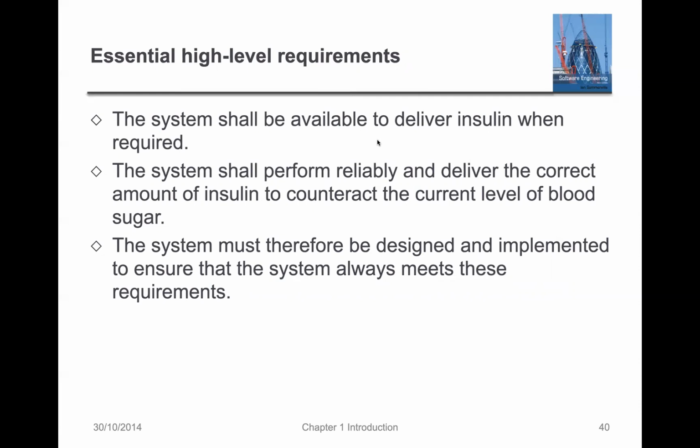It must be available. The system shall perform reliably. You see this calls for reliability, and to deliver the correct amount of insulin to counteract the current level of blood sugar. It must be reliable to give the required amount of insulin. The system must therefore be designed and implemented to ensure that it always meets this requirement. So you see requirement specification. If there is a problem, even in that, at the end of the day, it will lead to killing a lot of people without you knowing.